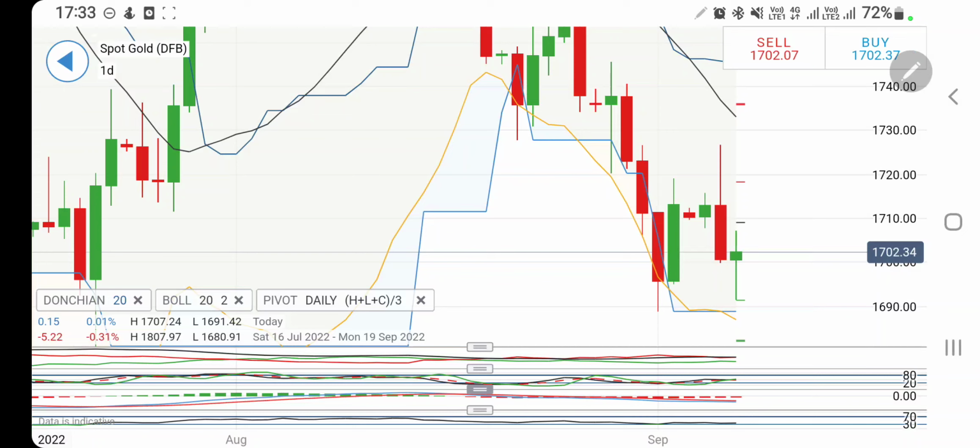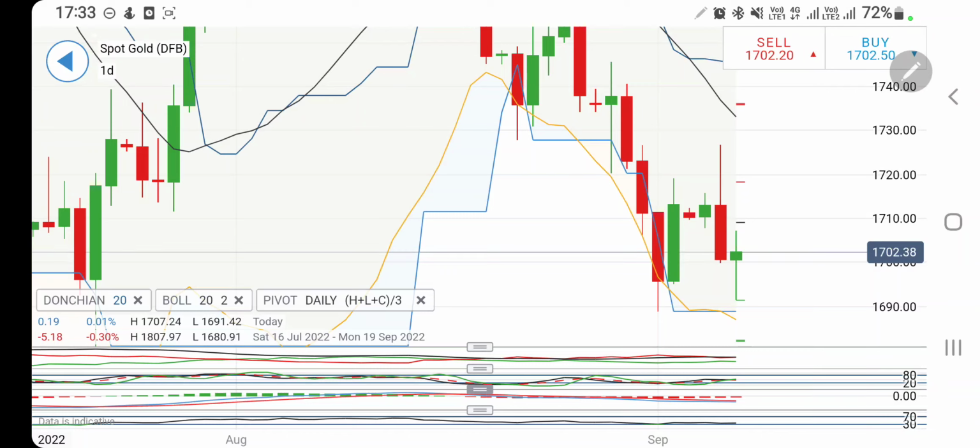Considering this, I will rather not recommend you to trade between 1707 and 1697. In these $10, I recommend you avoid taking any trade. Below 1697, yes, you can expect it to drop to 1694, 1691 levels.